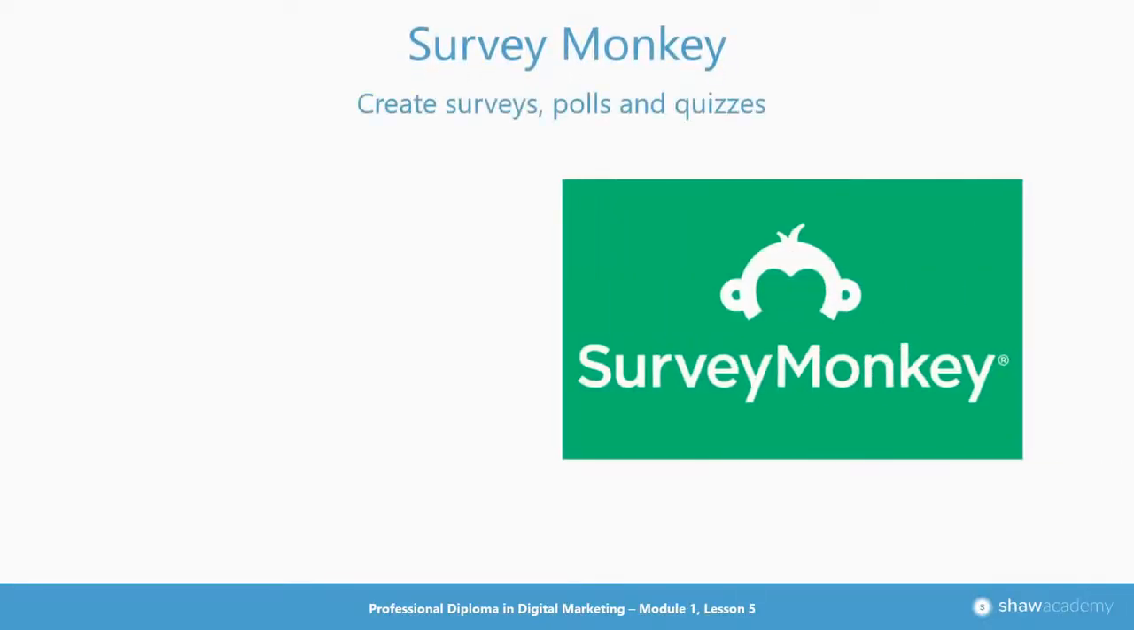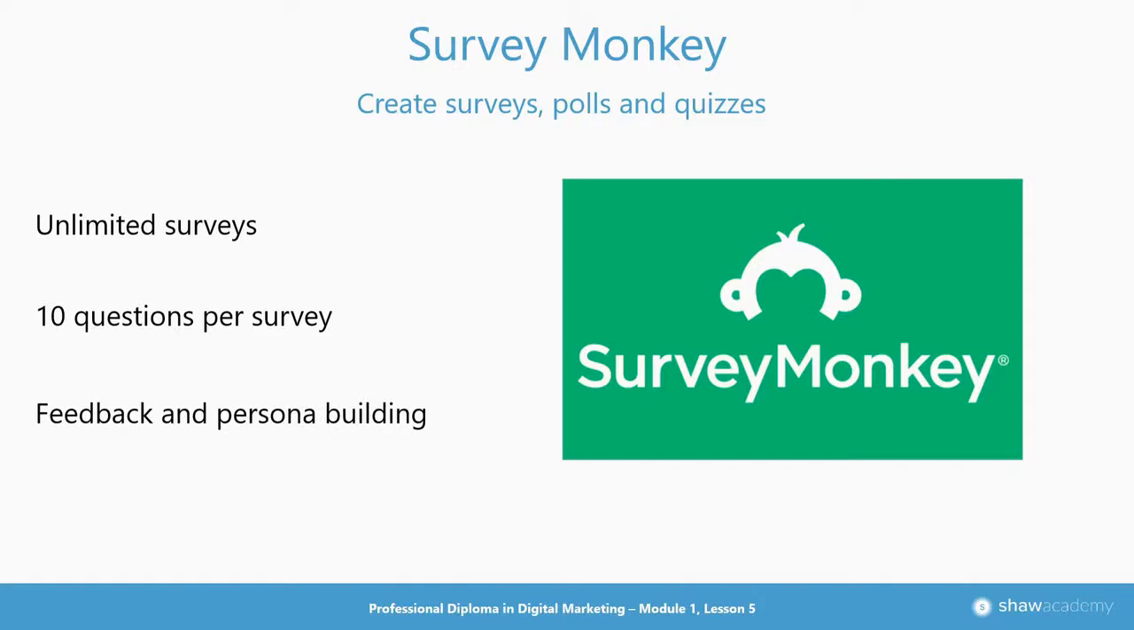Then we have SurveyMonkey, which is something that creates surveys, polls, and quizzes. With the free option, you have unlimited surveys, which is pretty awesome. 10 questions per survey, which might sound like too few, but that's actually quite a lot. Something you can get some really interesting insights from that. And you could even use it for persona building. For example, when you're doing your research, you could send out a survey and then aggregate those answers.